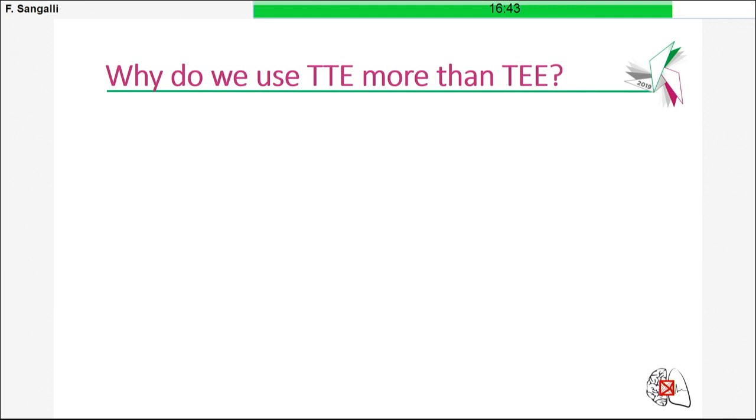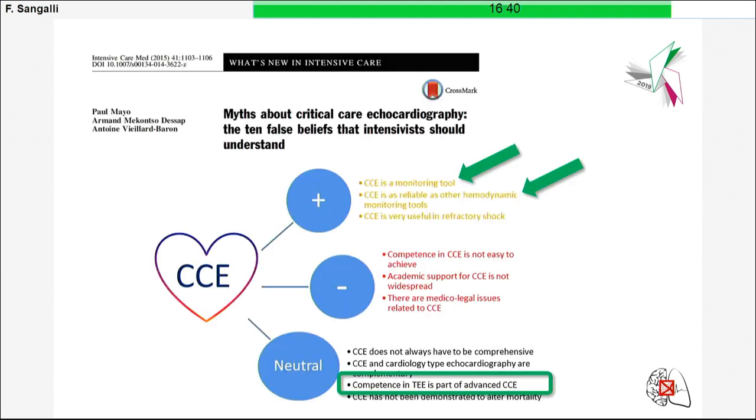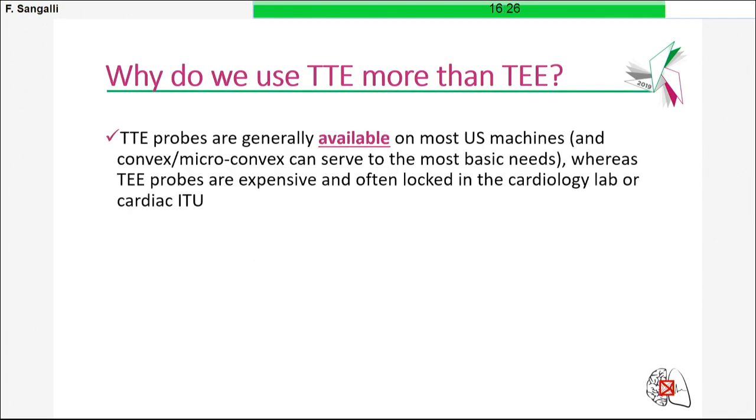However, all the guidelines I'm aware of consider TE only as part of advanced critical care echo education. We all know that we use transthoracic echo more than TOE, especially in the cardiac anesthesia environment, but also in general intensive care and anesthesia. This might be because we all have surface probes on our echo machines, while the TOE probes are often locked in the echo lab or are only in the cardiac ICU.